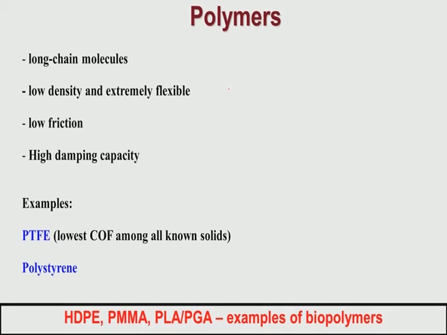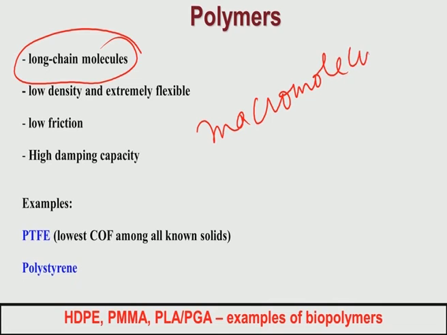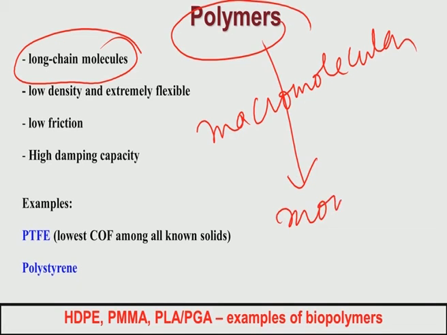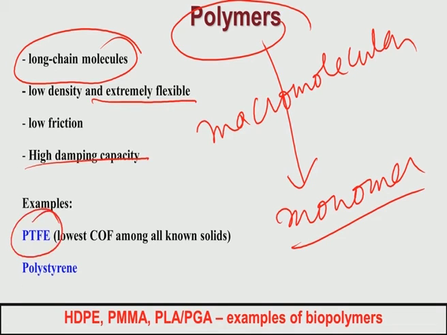Next one is polymers. Now, polymers are characterized by long chain molecules. It is a macromolecular structure, and macromolecular structure essentially means that polymers are a combination of several monomers which are joined together. Depending on the monomer, it is very flexible, it also has high damping capacity. Popular examples are polytetrafluoroethylene, polystyrene and so on.